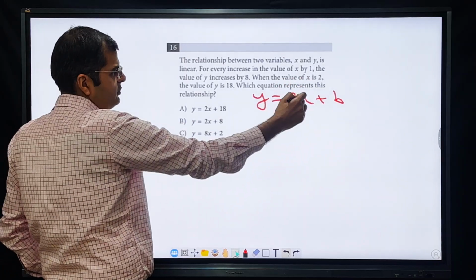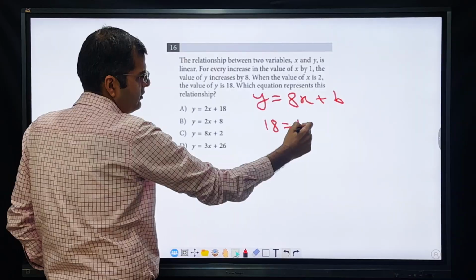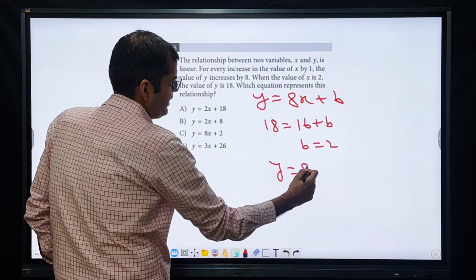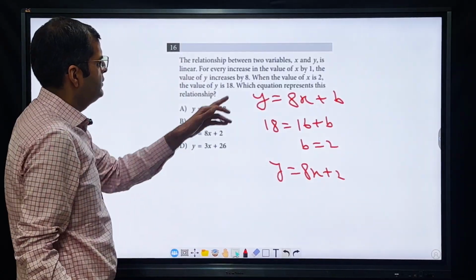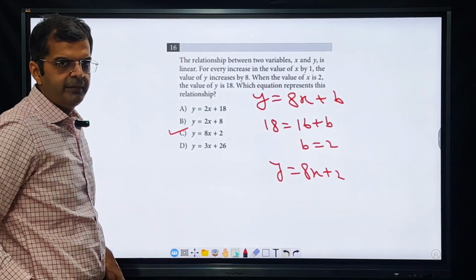When the value of x is 2, if I put x is equal to 2, I'll get y as 18. 18 is equal to 8 into 2, 16 plus b, or b is equal to 2. So the expression is y is equal to 8x plus 2. Which of the following represents the relationship? Y equal to 8x plus 2, answer option C is correct here.